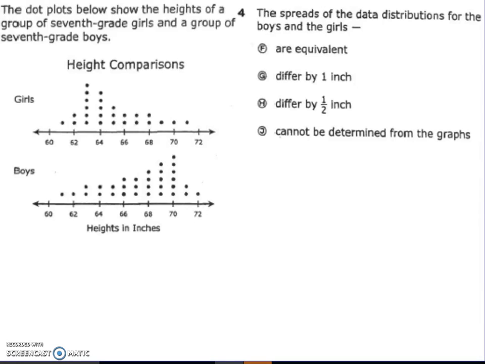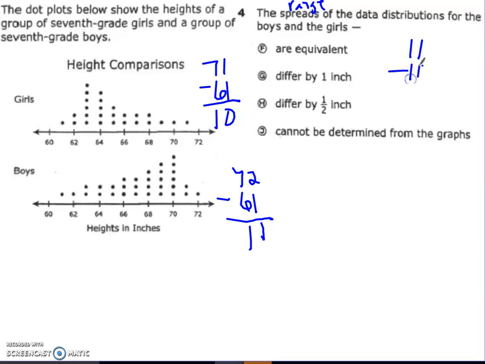The dot plot shows the heights of a group of 7th grade boys and girls. The spread of the data distribution for the girls and boys are... Remember, spread is a key word for range. So it's the largest minus the smallest. The largest is 71. The smallest is 61. We have 10. The boy's largest is 72. The smallest is 61. We got 11 minus 10 is 1. So they differ by 1.